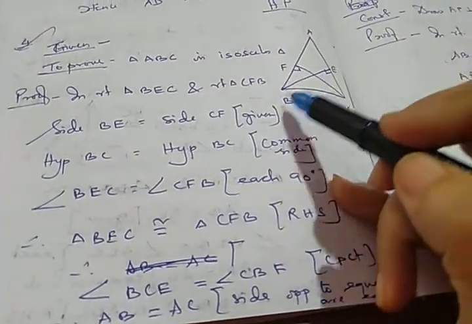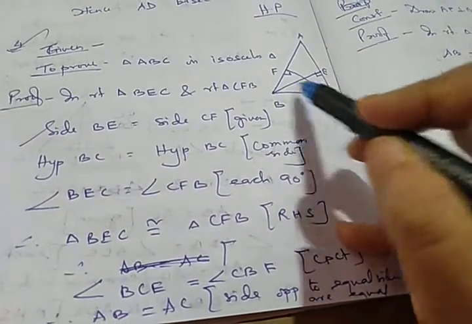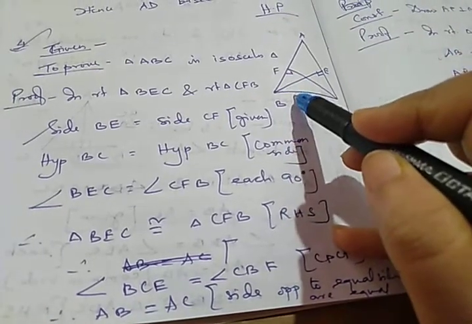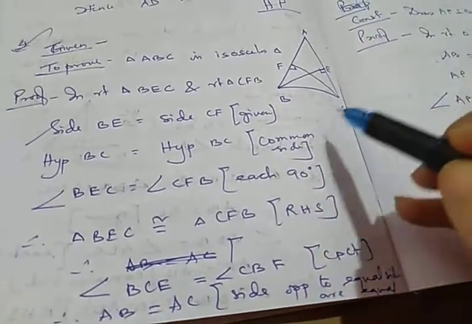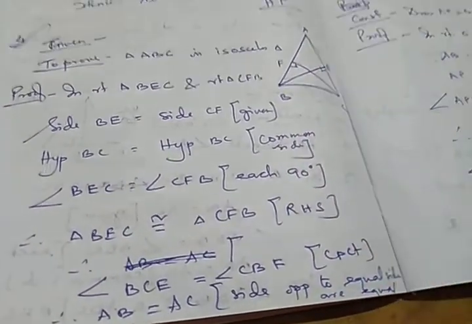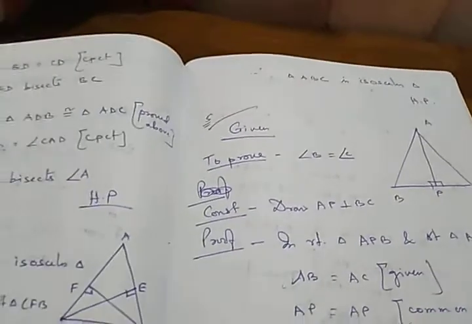So we can write that angle BCE equals angle CBF. These two angles are equal only when the sides opposite to the equal angles are equal. So we can write that AB equals AC. So ABC is an isosceles triangle. So we have proved question number 4 also.